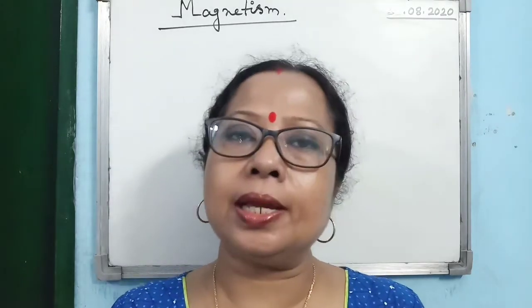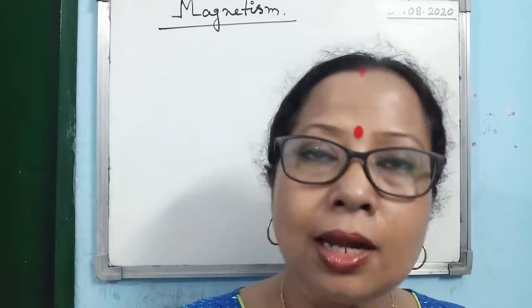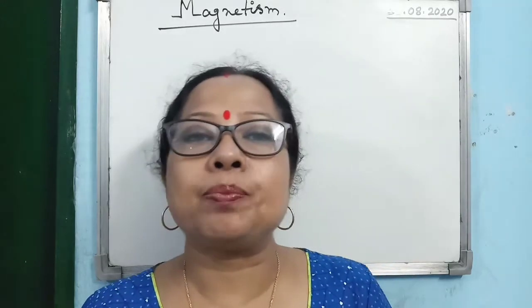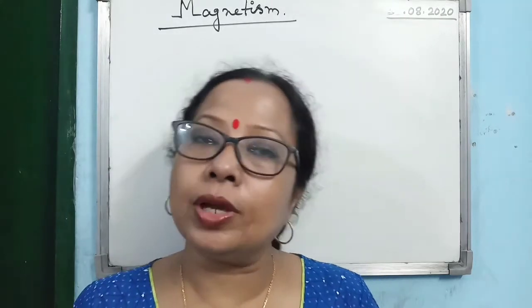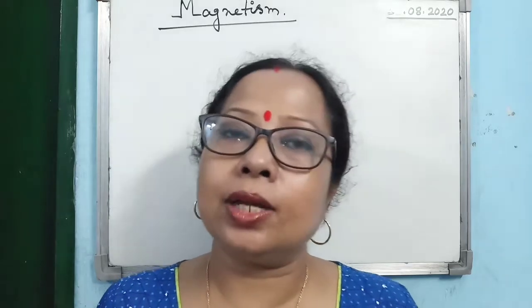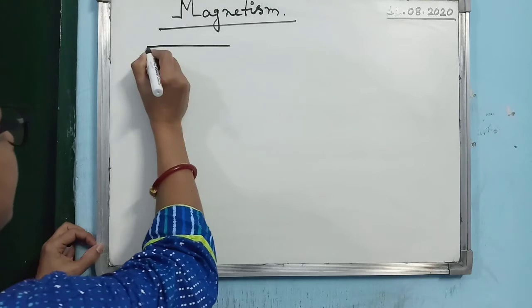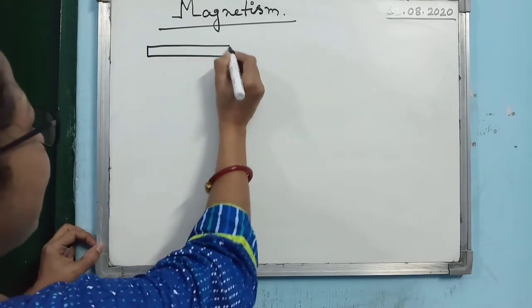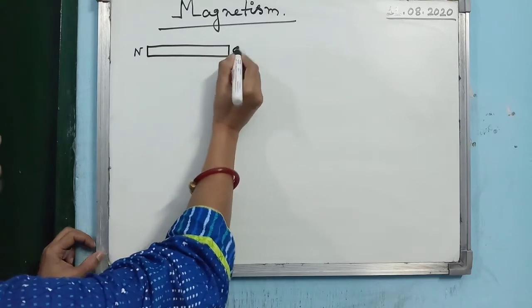The first property, it can attract a piece of iron, cobalt or nickel, or when it is suspended freely, it will set itself along the geographic north-south direction. Then it is considered a magnet. And you know that there are different kinds of magnets. When you are considering a magnet in the form of a bar, then that is known as a bar magnet.